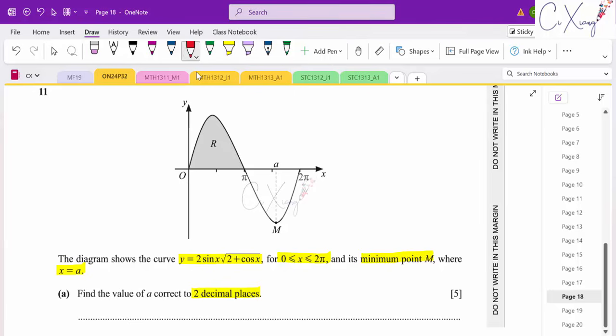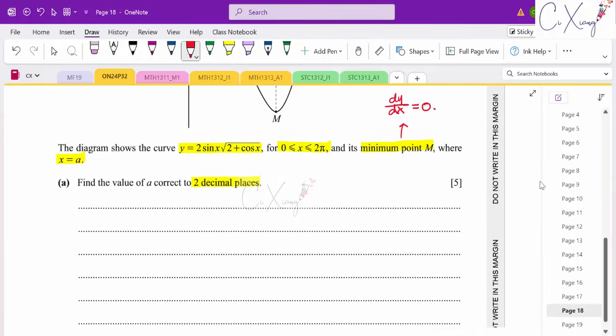Alright, so we know that a is the x coordinate for M, which is the minimum point, right? So at the minimum point, we basically know that dy/dx is equal to 0. Then you have to take note also, where's the value for a? The value of a is actually between pi and 2 pi, which is between 180 degrees and 360 degrees. This is something that you need to know, because the diagram has provided us with very useful information.